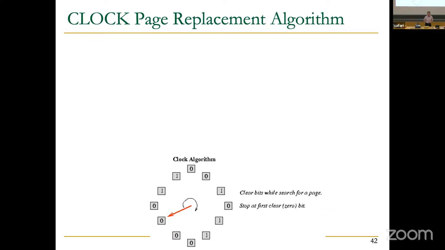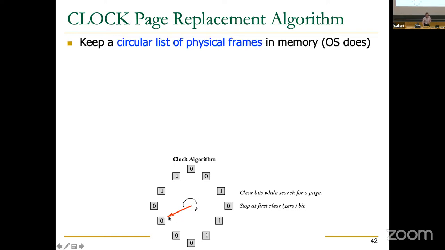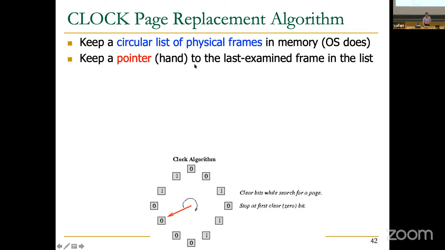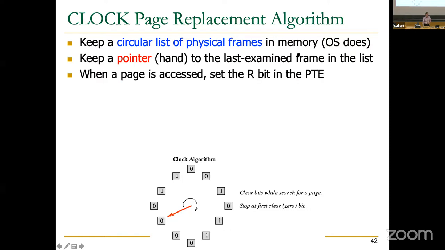So what is the clock algorithm? Very quickly, it resembles a clock, basically. Essentially, you have all of these pages in physical memory. Imagine 2 to the 28 of them. I'm showing you some small number over here, and this is one of the nice pictures I could find. But basically, the clock algorithm has all of the pages like this. It points to one page at some point, let's say. And let me actually say this. You keep a circular list of physical frames or physical pages in memory. The OS does this, of course. And it keeps a pointer or hand to the last examined frame or last examined physical page in the list. When a page is accessed, the clock algorithm sets the R, referenced or accessed bit, in the PTE for that page, saying that I recently accessed this page.